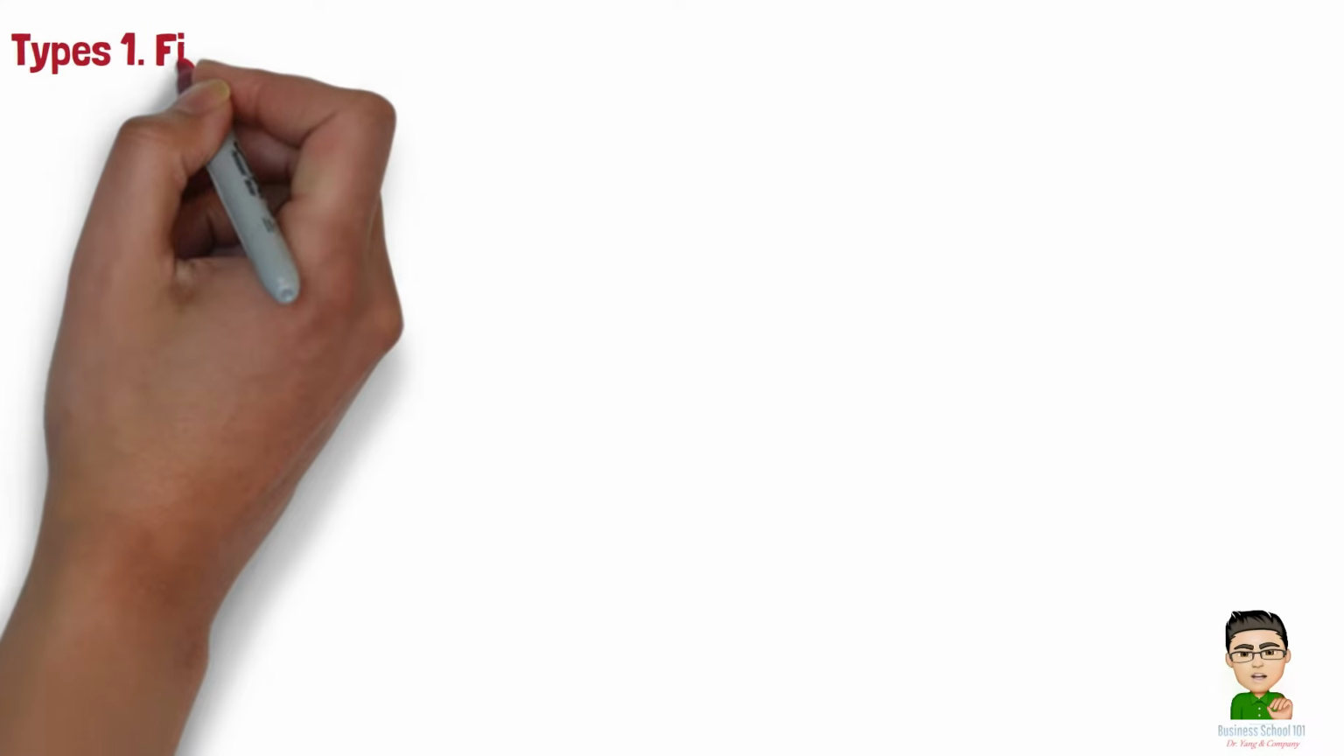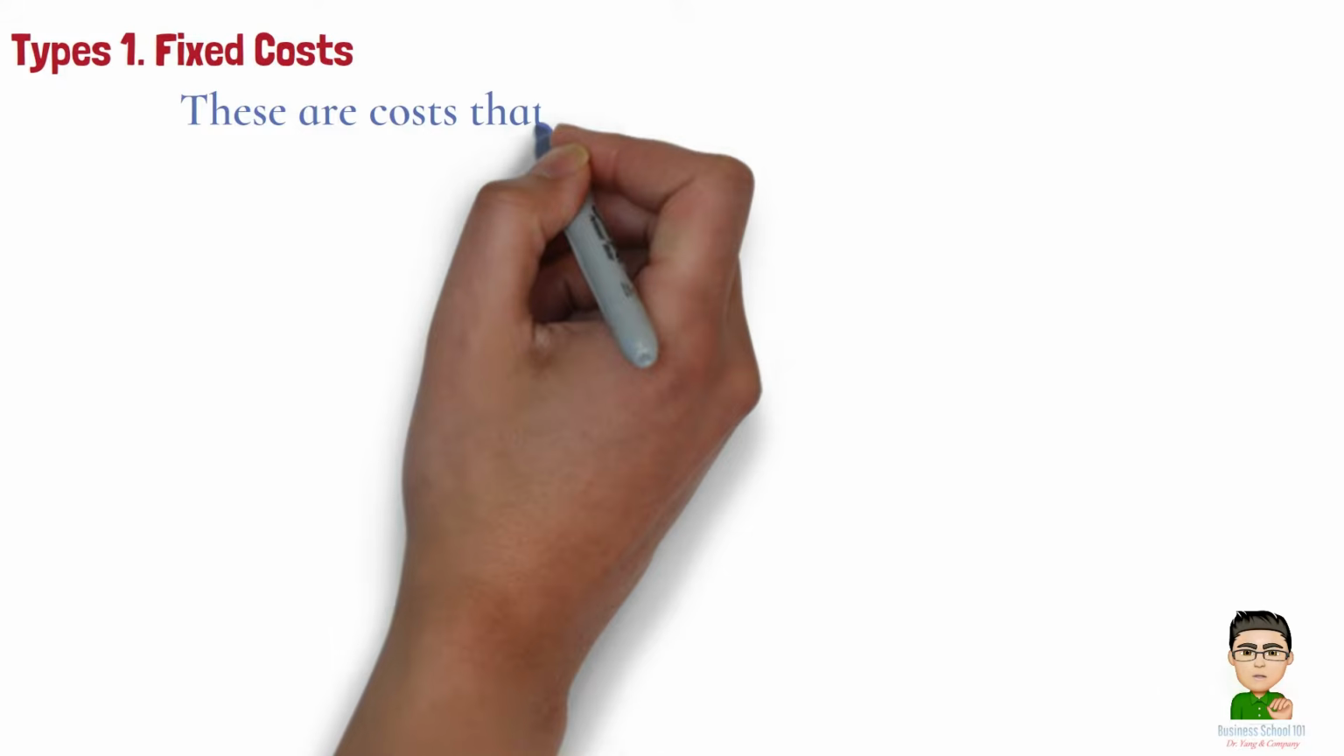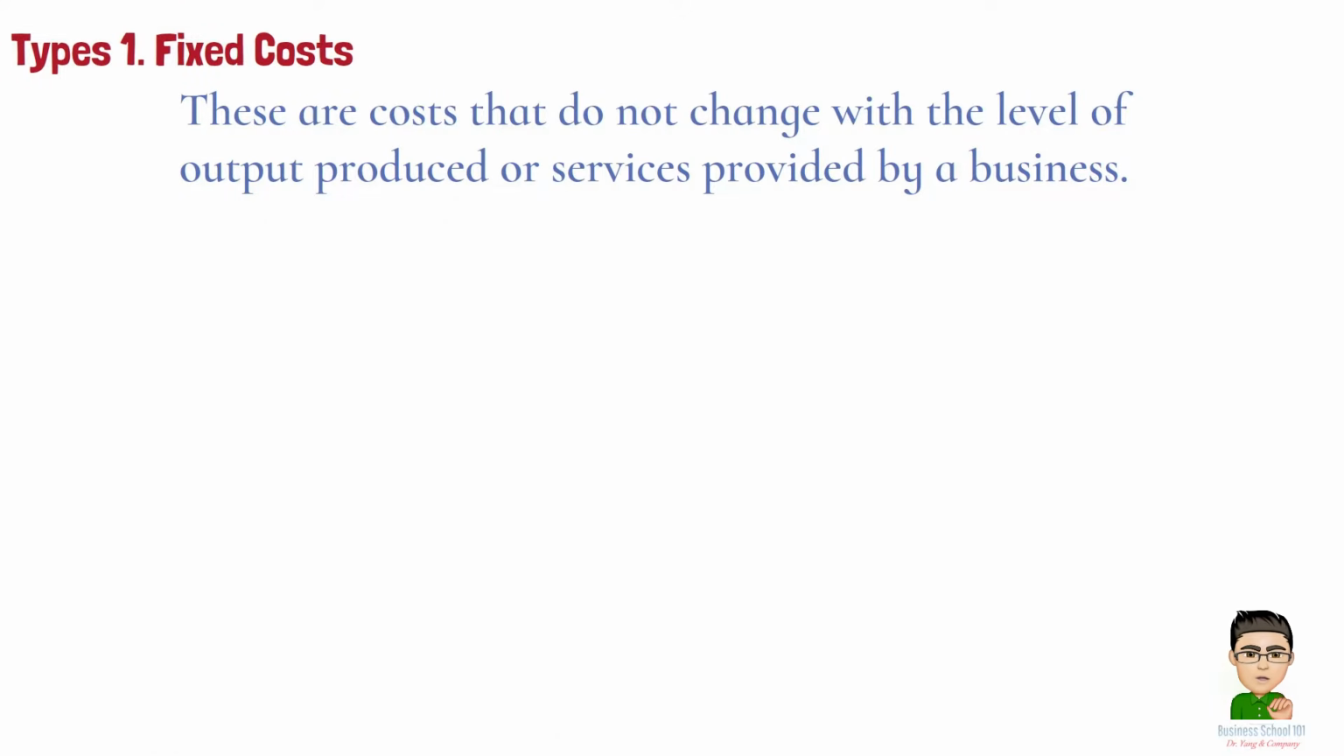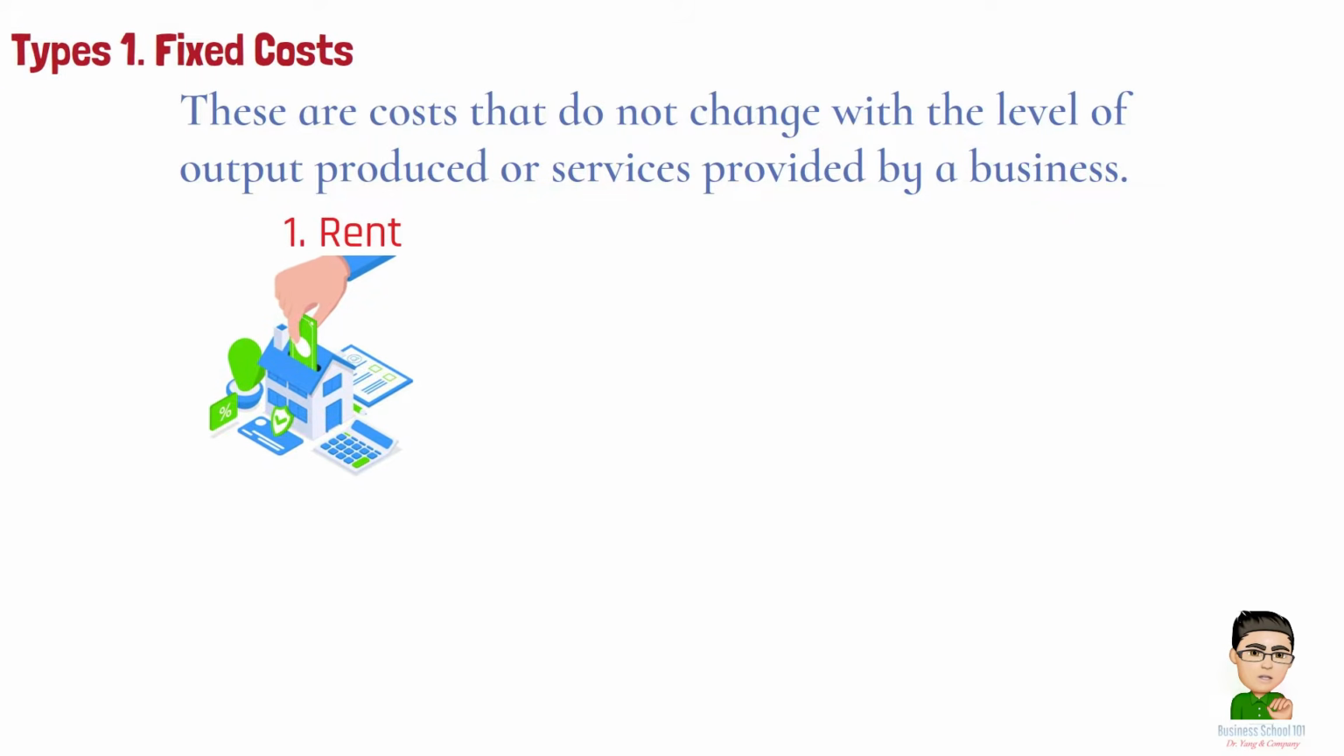Types 1. Fixed costs. These are costs that do not change with the level of output produced or services provided by a business. They are incurred regardless of the volume of production or sales. Some common fixed costs include: Number 1. Rent. It refers to the cost of leasing or owning a space for business operations.